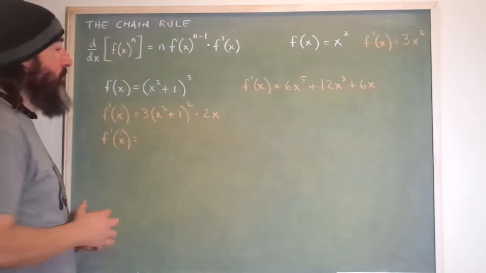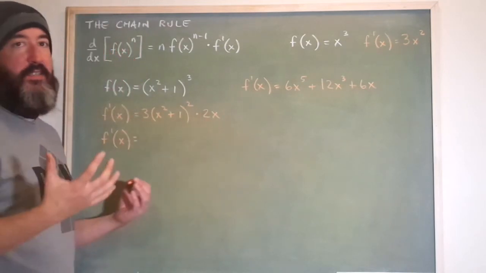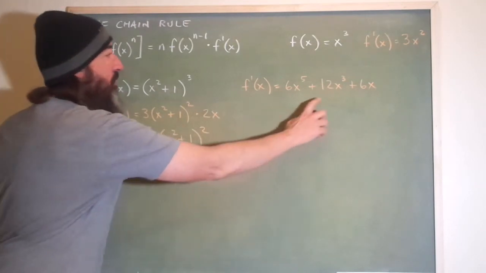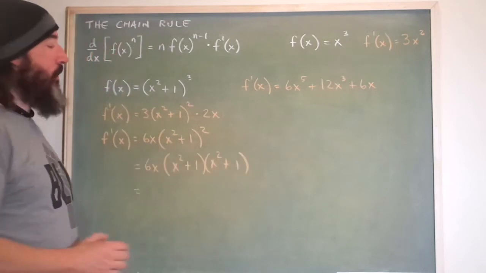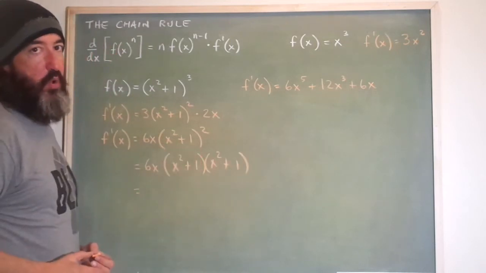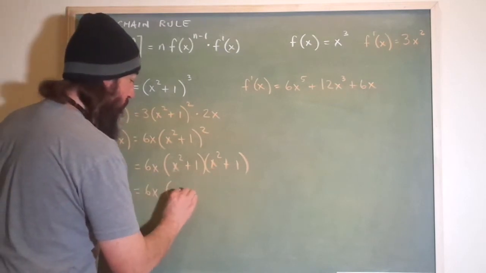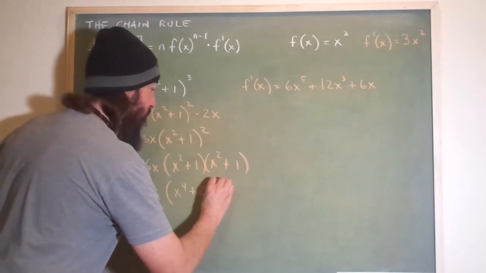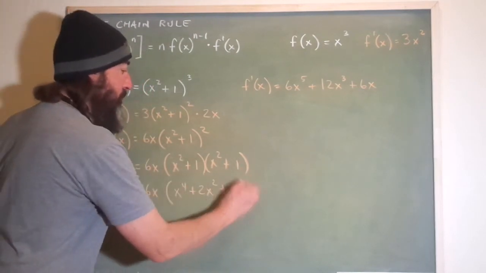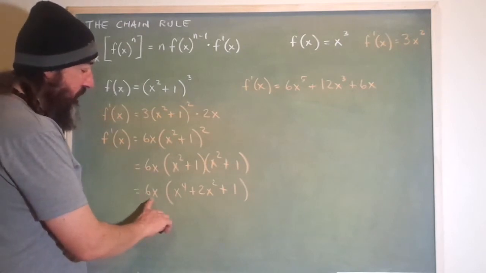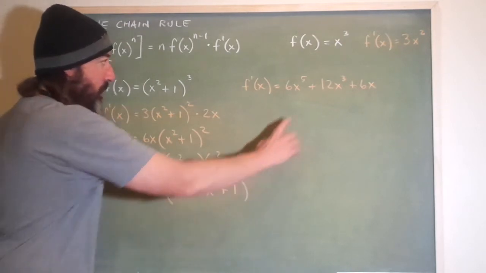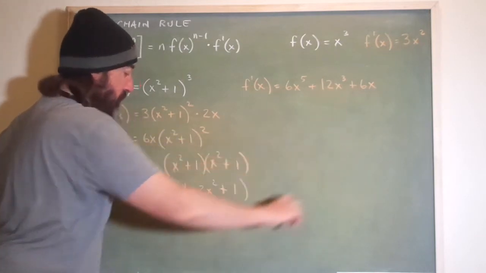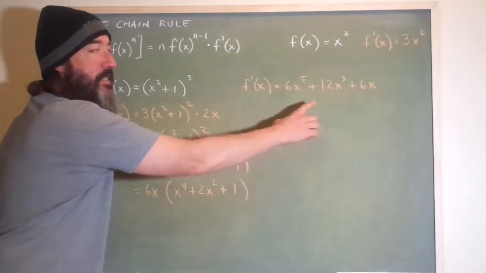I suppose I can neaten this up a bit. 3 times the 2x is 6x. And now let's take a second and see that this is indeed equivalent to this. Let me go ahead and square this x squared plus 1. So of course, x squared times x squared is x to the 4, and 1x squared and 1x squared is 2x squared, and 1 times 1 is 1. And I'm sure you can see, if you distribute this 6x, 6x times x to the 4 is 6x to the 5. 6x times 2x squared is 12x to the third, and of course 6x times 1 is 6x.